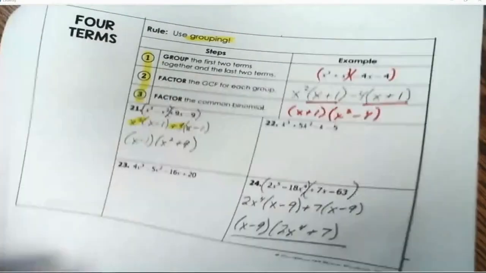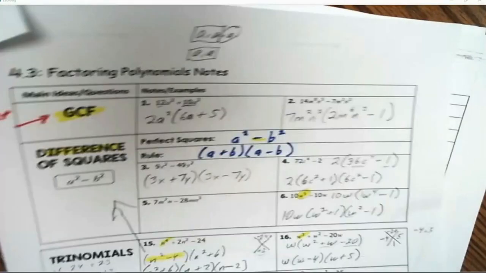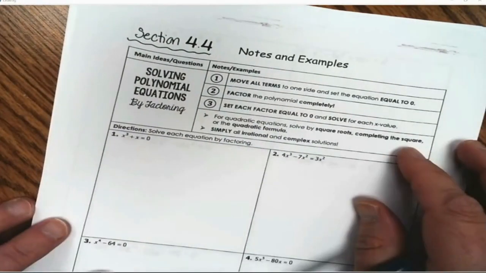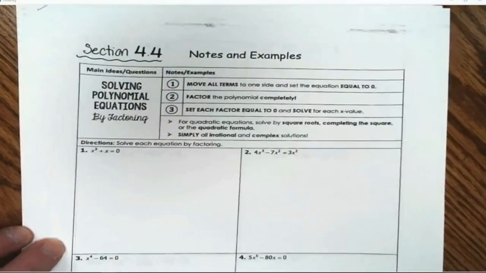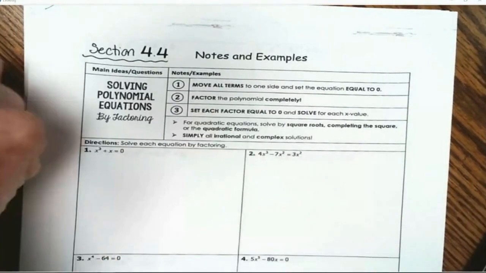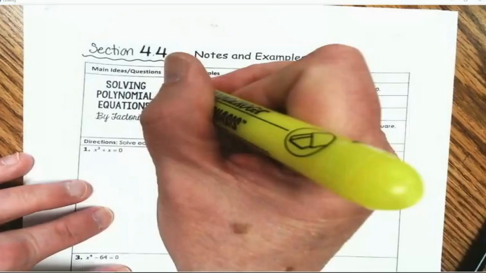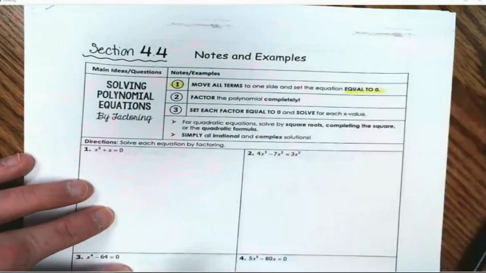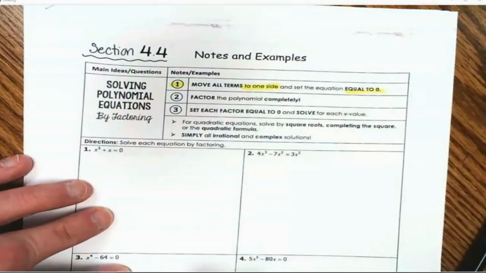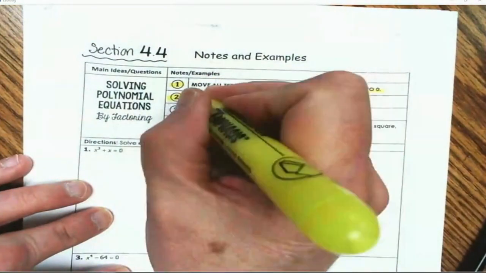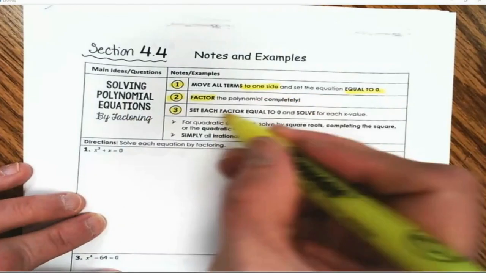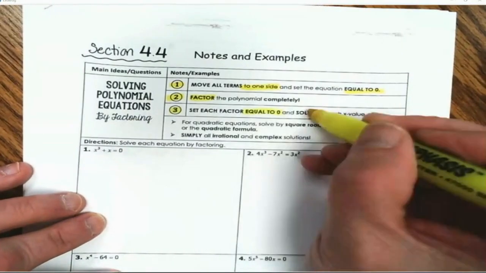All right, so this is lesson 4.3. It's all about factoring. That ties right into section 4.4, solving. All right, solving involves factoring. We've got to factor it completely. First, step number 1, set it equal to 0. Move everything to one side and set equal to 0. 2, factor it as far as we can get it. 3, set each factor equal to 0 and then solve for x.